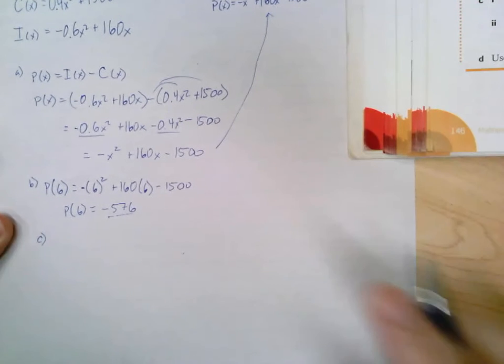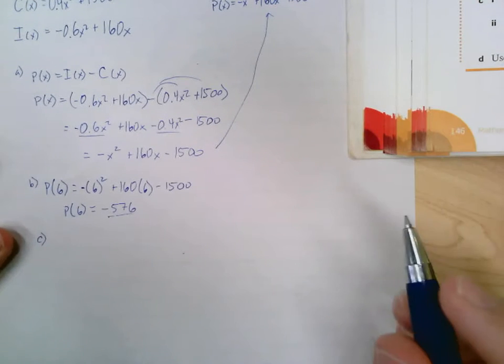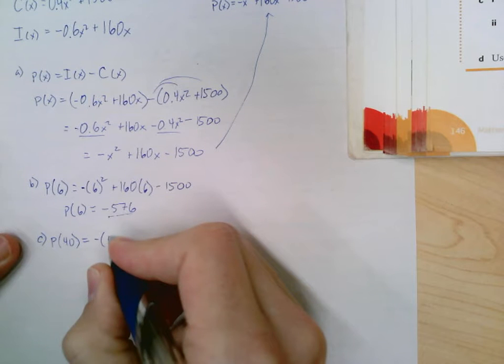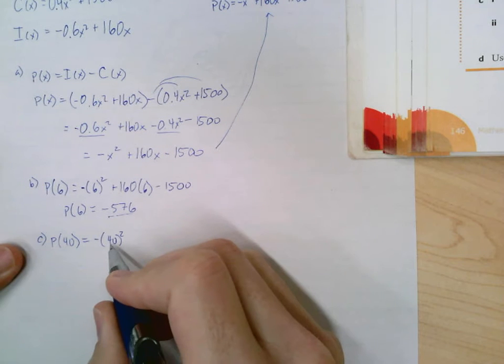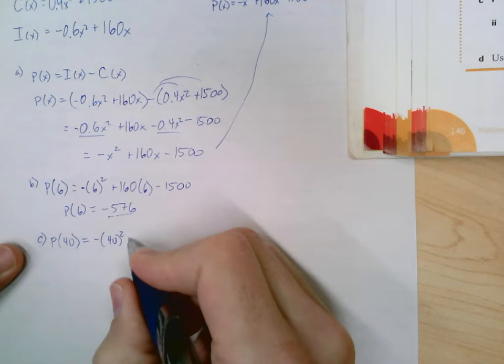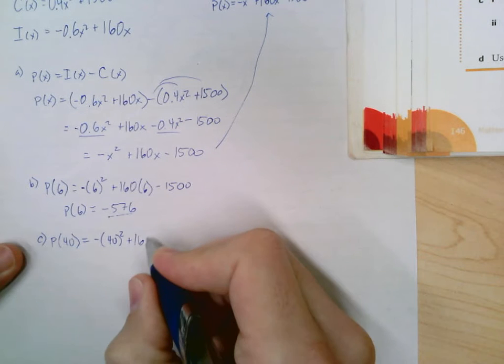Letter C says, what profit does a company make on producing and selling 40 books? I'm a little more optimistic about this one. I like the looks of 40. I'm going to go negative 0.6 times 40 squared. Now, I see that I'm going to be squaring the 40, which is going to be a lot bigger than the 6, but that's negative. But then this 160 right here, that's going to be multiplied by 40.